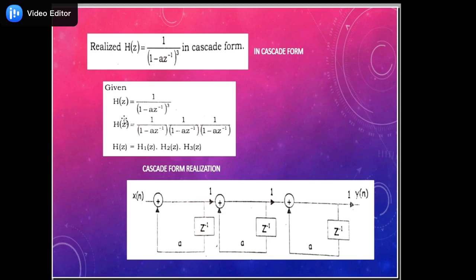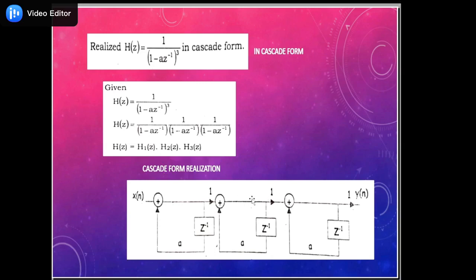Suppose you have considered that h of z is equal to y of z upon x of z, means the output term is available and the input term is always 1. That's why you have put that cascade form realization in direct form 2. That's why the structure will be generated here. The delay sample of a will be provided. One arrow is not shown because that will be considered.